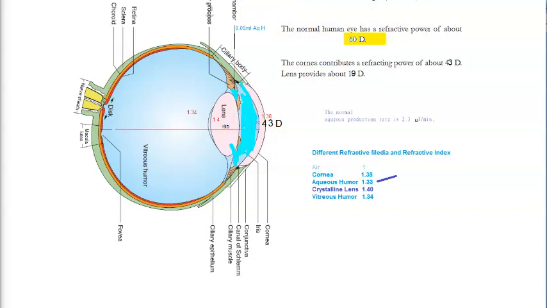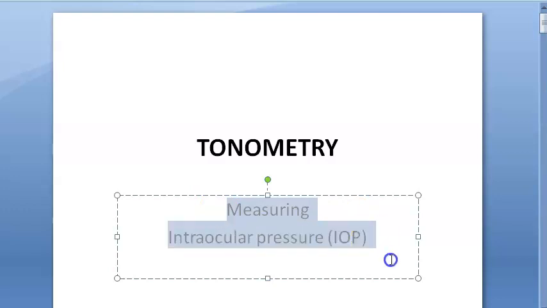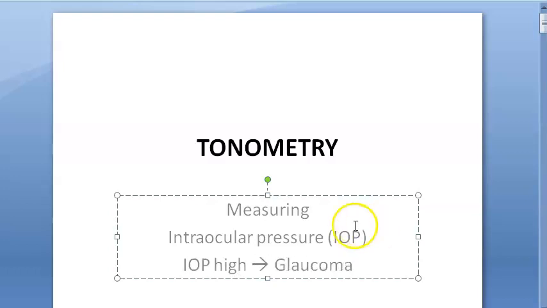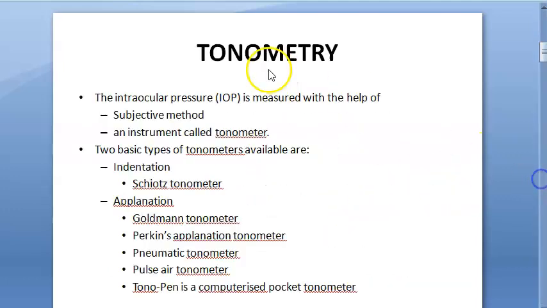Okay. So what is intraocular pressure? It is the measure of this fluid pressure in the eye. How will you measure it? By tonometry. Tonometry is measuring intraocular pressure. Why is it important? Because if intraocular pressure is high, it can lead to glaucoma. What is glaucoma? The damage of your optic nerve and visual field defect, possibly because of a raised intraocular pressure. So that is why you should measure intraocular pressure.